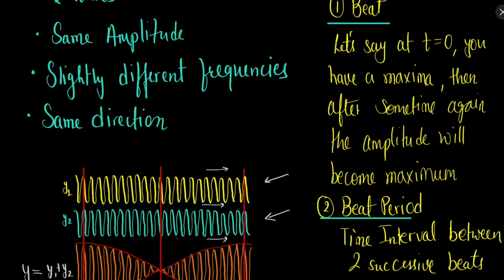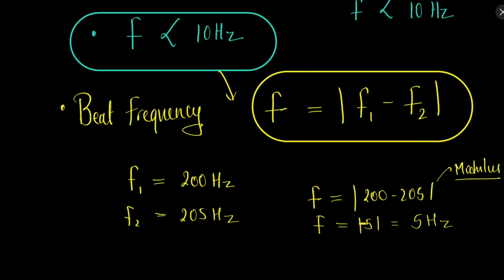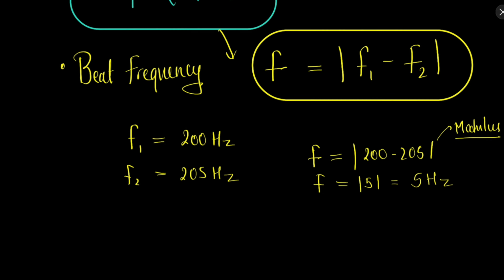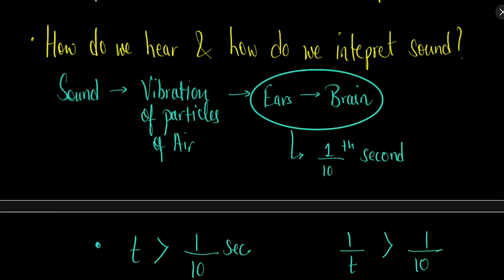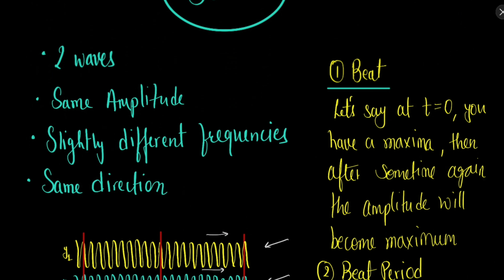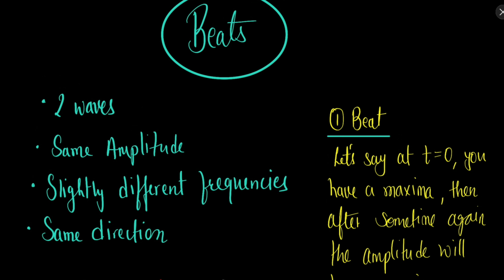Also the waves must be traveling in the same direction. So what is the beat frequency? It is the modulus of the difference of the frequencies of the individual waves. So that's it for now. Hopefully you understood the concept of beats, and in the next lecture we will be discussing how to get the formula for beat frequency.